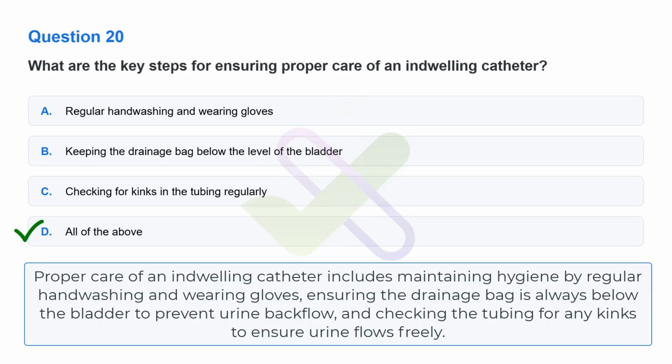The correct answer is D. All of the above. Proper care of an indwelling catheter includes maintaining hygiene by regular hand washing and wearing gloves, ensuring the drainage bag is always below the bladder to prevent urine backflow, and checking the tubing for any kinks to ensure urine flows freely.